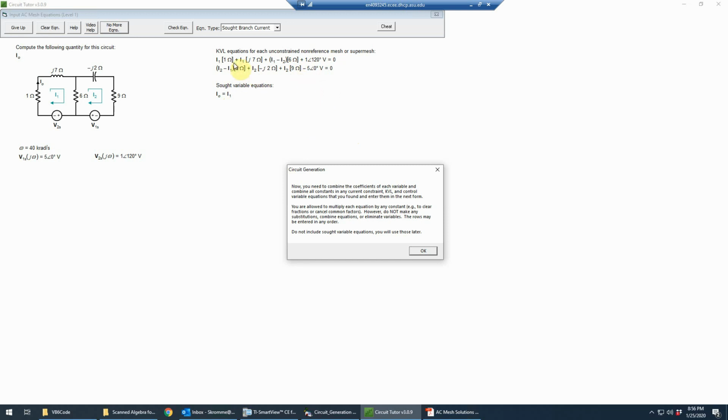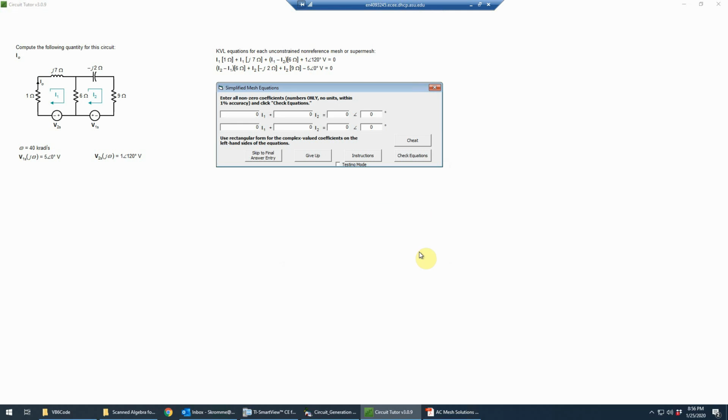When we're doing that, we are allowed to multiply through by a constant, although I don't think there'd be much reason to do that here. But you are not allowed to make any substitutions. In this case, there would be nothing to substitute anyway, but we cannot combine these equations, for example. Okay, so we'll enter the first equation. We have 2 rows here, one for each equation. The sought variable equation is not entered into this form. That will be used later.